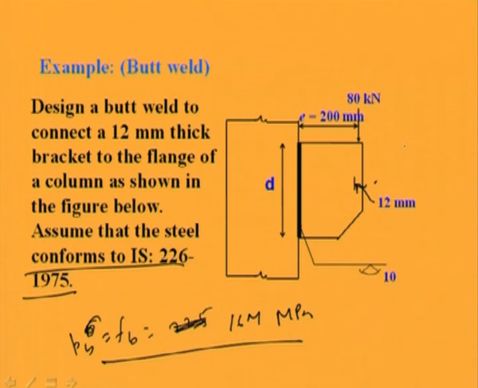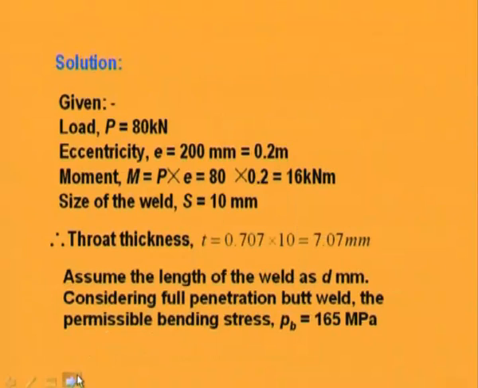Okay. Here the load is 80 kilonewton and eccentricity is given as 200 mm, and the thickness of the bracket is 12 mm. Weld thickness has been given as 10 mm. We have to find out the length of the weld, D. So D we have to find out. It's quite easy if we go through this.